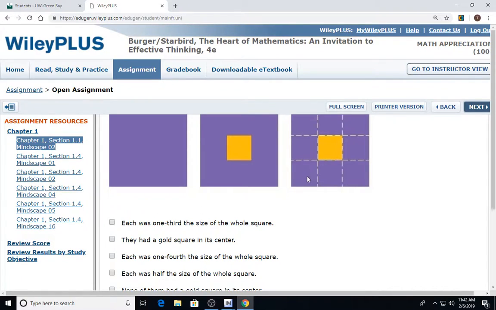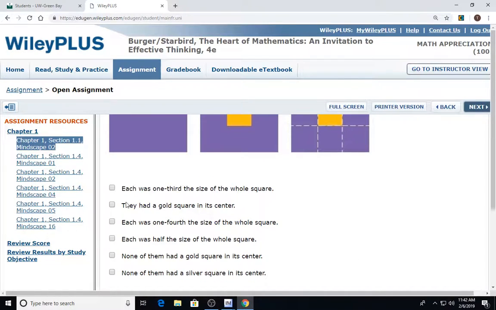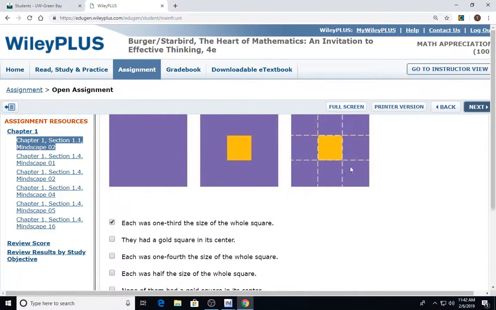Each one of these is smaller, right? So they're about a third as wide and tall. So is that what they mean when they say a third here? Let's check that out and see. They had a gold square in the center. No, these don't have gold squares in their centers.